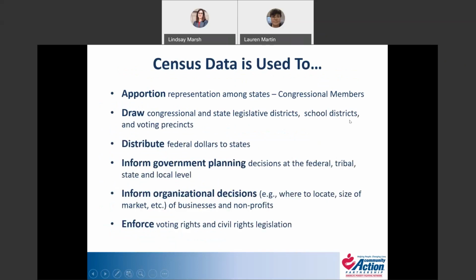Once they collect this data, what is it used for? The biggest thing, there are two biggest things. The first biggest thing is apportionment. They take everyone in the United States, they count all the people who live in this country, and they divide that number by 435. That's the number of congressional seats in the House of Representatives in our federal Congress.